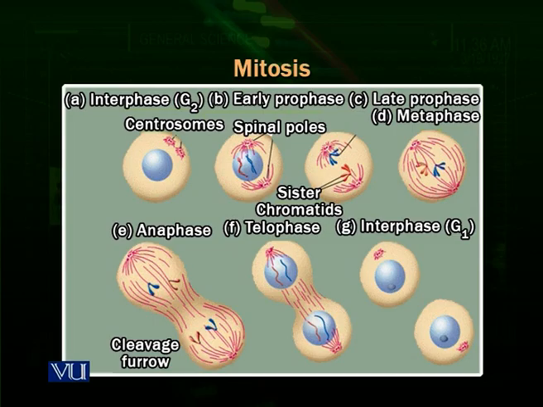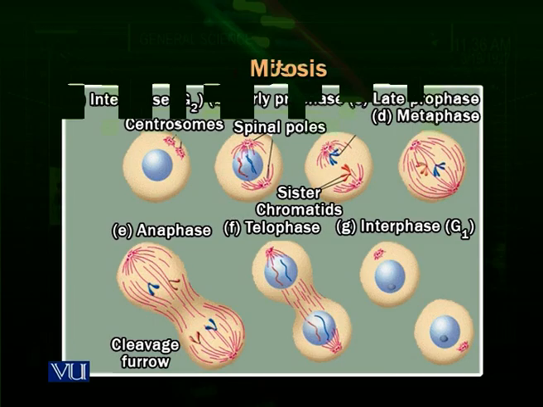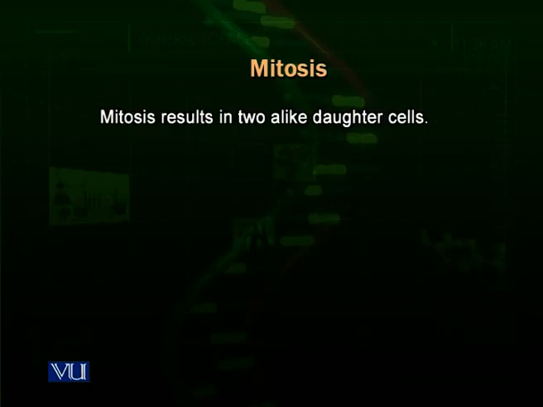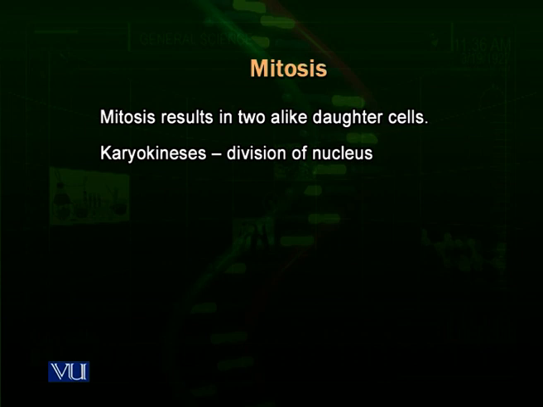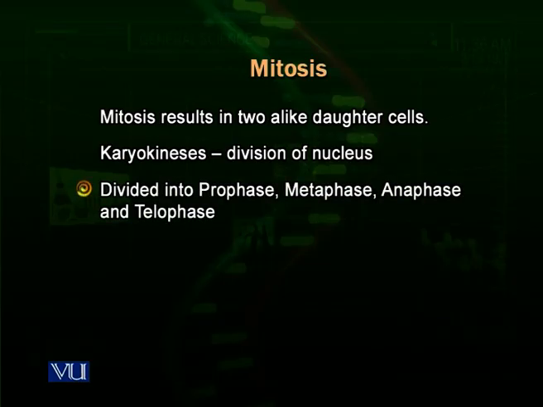Now we look at all of these stages in detail. Mitosis results in two cells which are alike, just like each other, in almost every aspect. Mitosis is also called karyokinesis. You know that karyo is the word used for the nucleus. This is for division of the nucleus. When the karyokinesis completes, then comes the next phase called cytokinesis, when the cell itself is divided into two. The karyokinesis consists of 4 phases: prophase, metaphase, anaphase, and telophase.